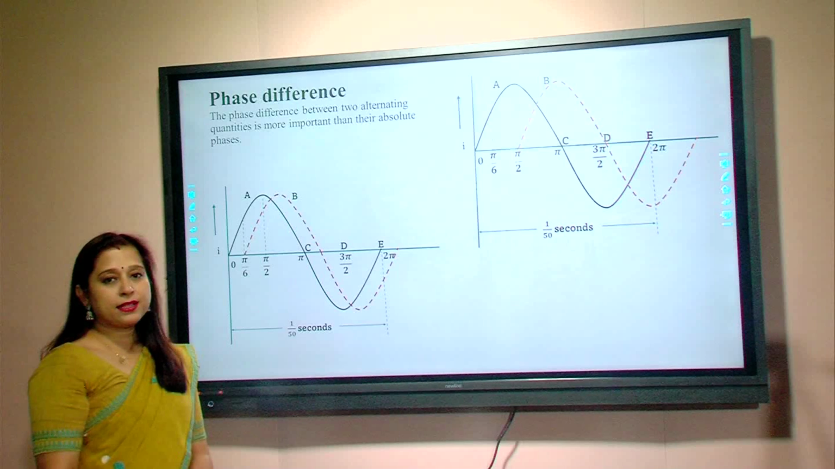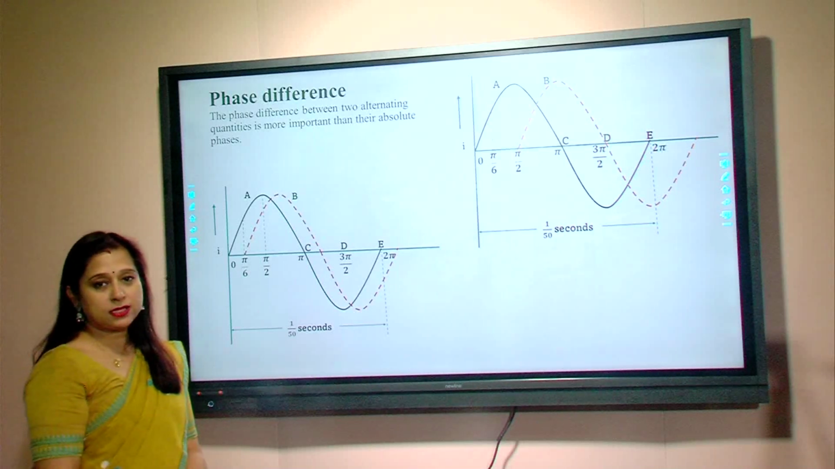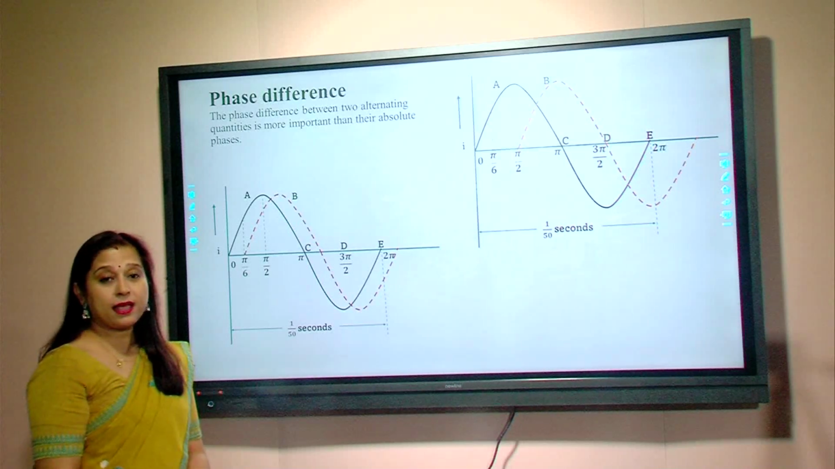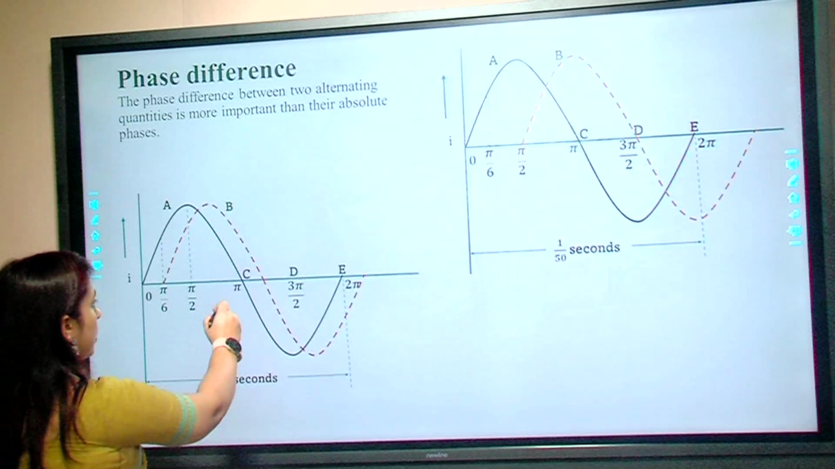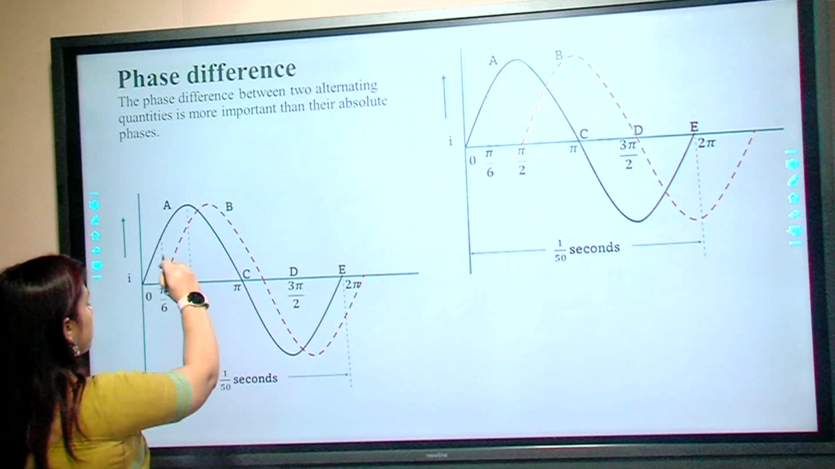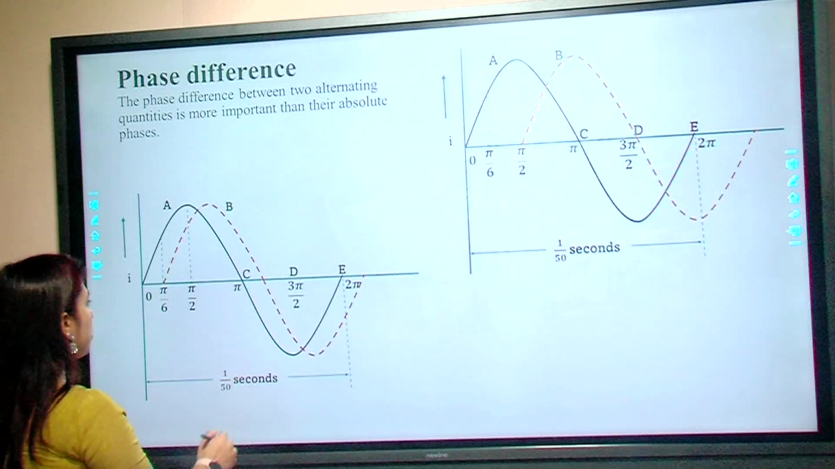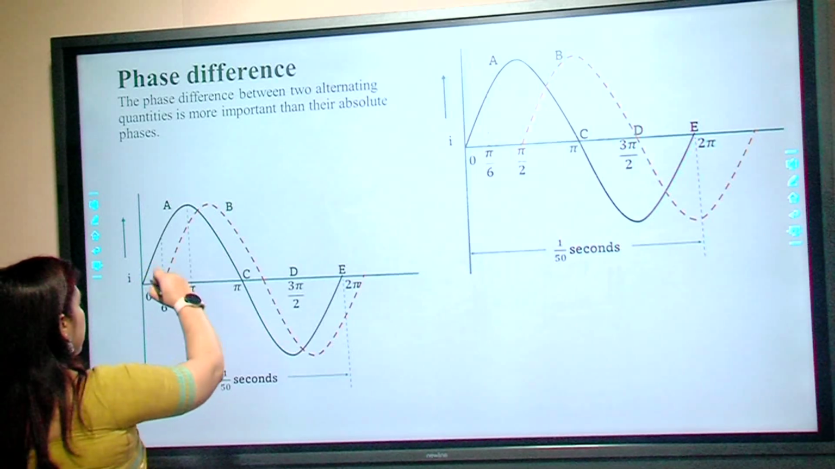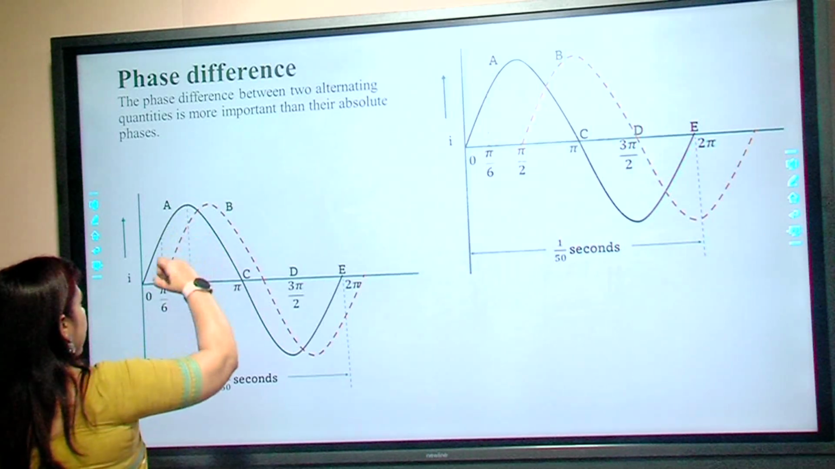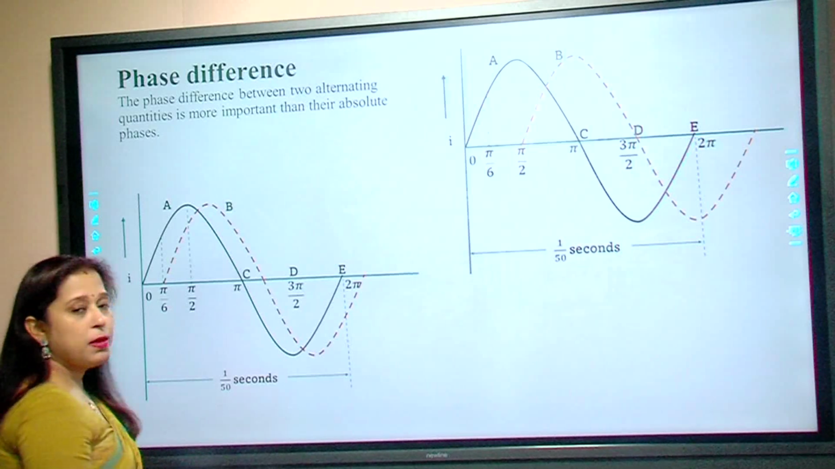The phase difference between two alternating quantities is more important than their absolute phases. In this figure we can see two sinusoidal waves moving in the same direction. One is A, one is B, where A is ahead of B by a phase of pi by 6.